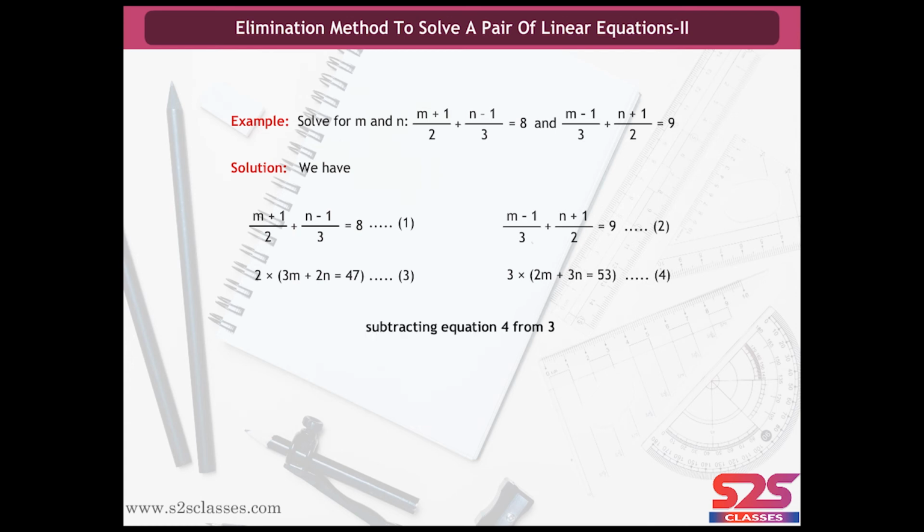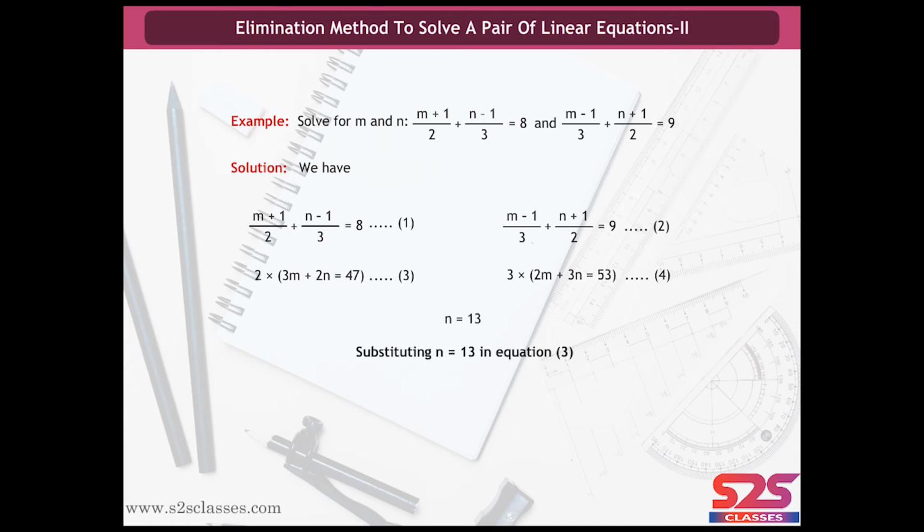Now subtracting equation 4 from 3, we get 2 into (3m plus 2n) minus 3 into (2m minus 3n) is equal to 94 minus 159, and after solving it we get minus 5n is equal to minus 65, or simply n is equal to 13.